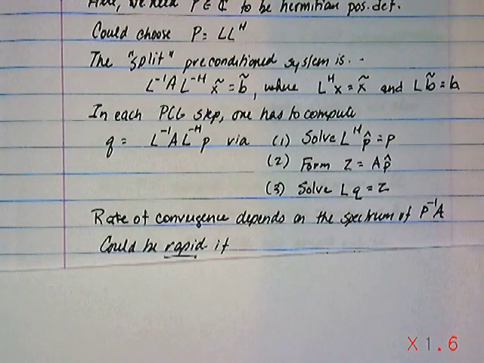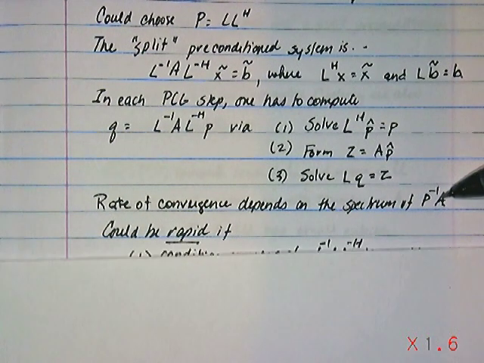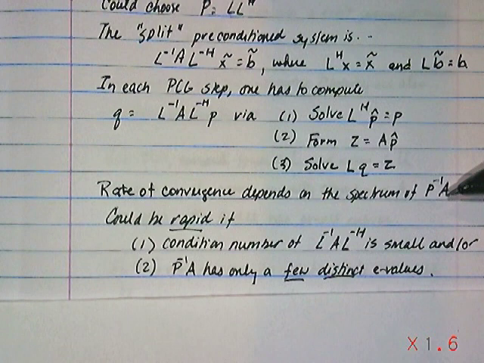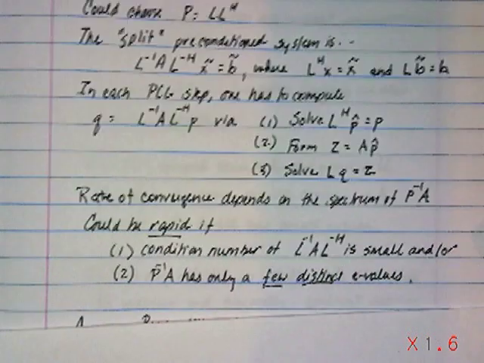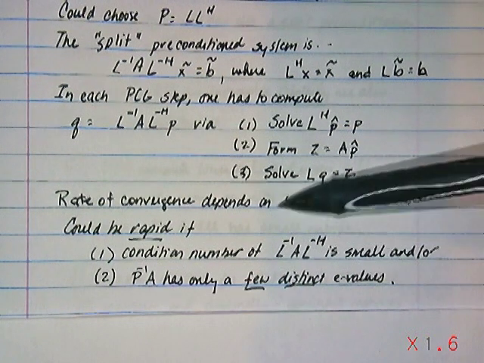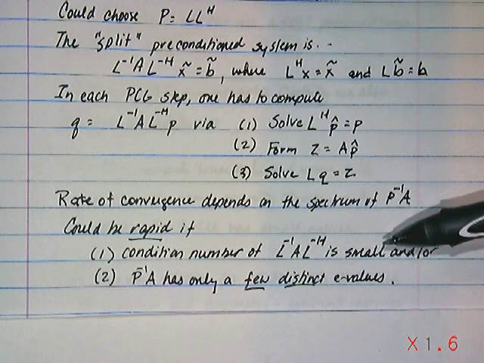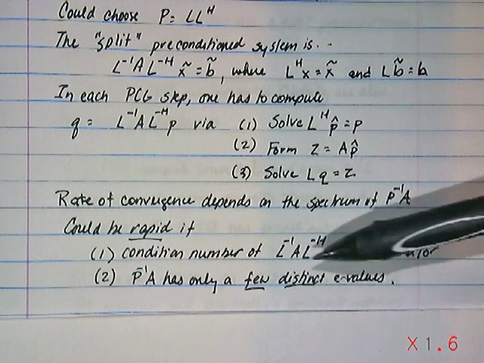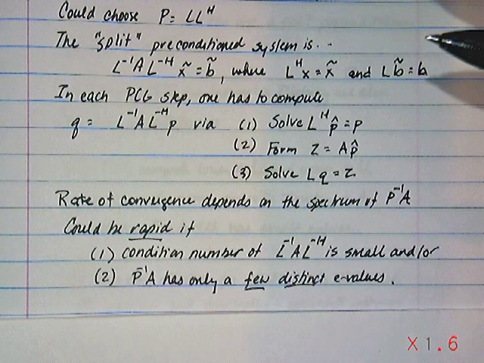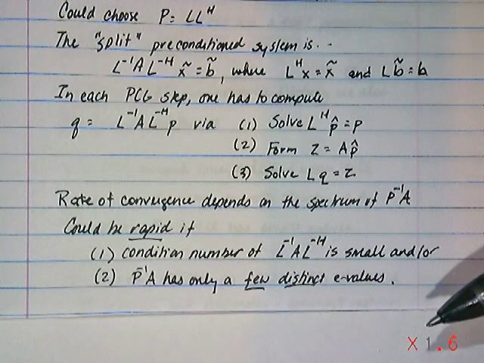The rate of convergence typically depends on the spectrum of the preconditioned systems. And here's the goal. You could get a rapid improvement, faster convergence, if the condition number of this split preconditioned system is smaller, and/or that this new system P inverse A has only a few distinct eigenvalues, which means you're getting some tight clusters. If it has very few distinct eigenvalues, that is ideal for improving the convergence rate.